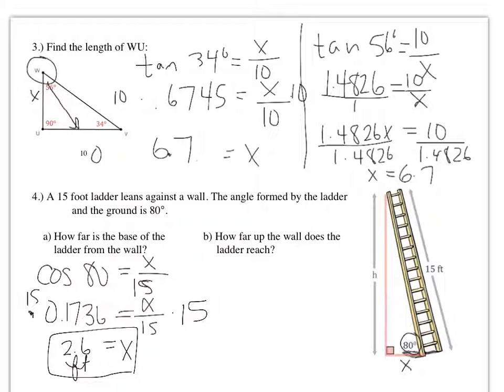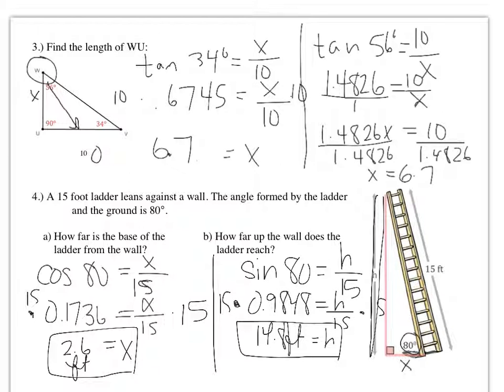All right, for the second one, we want to know how far up the wall the ladder reaches. So this time we're looking for this height here. And compared to the 80 degrees, that's our opposite. And again, with the hypotenuse of 15, we have opposite over hypotenuse, which is a sine ratio. So we do the sine of 80 degrees is going to equal opposite, which is h in this case, over the hypotenuse of 15. Again, go ahead and pause the video, work it out yourself, and come back and check and see how you did. Okay, so hopefully you got 14.8 feet, and that's how high up the wall the ladder went.